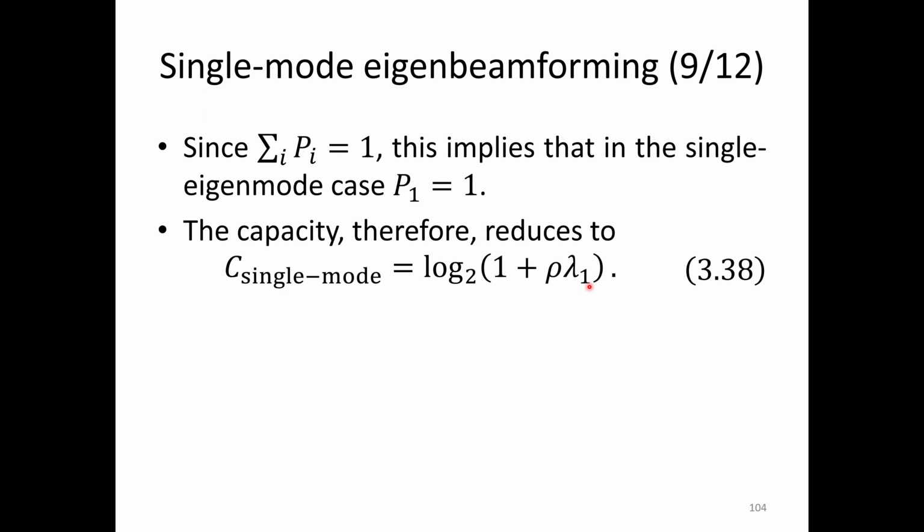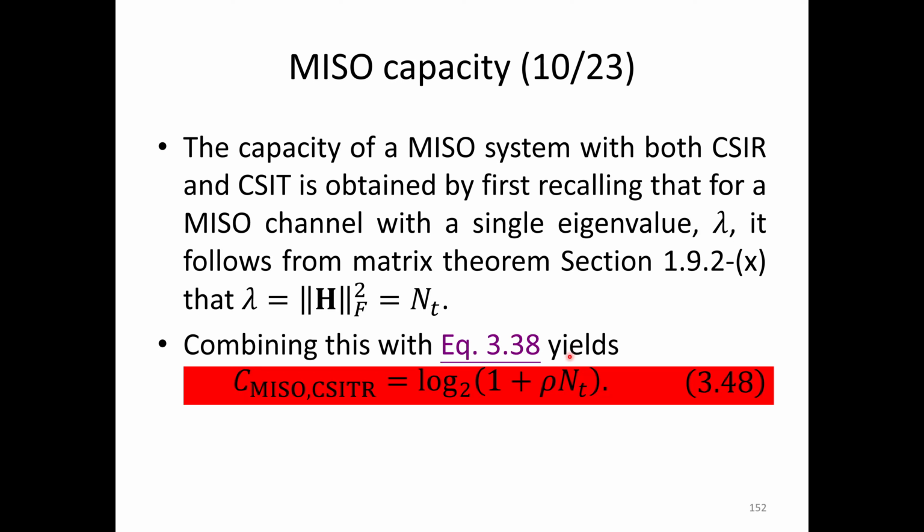Let us go back to page 152. This yields C_MISO,CSIT equal to log2 of 1 plus rho times, originally, lambda 1. However, we only have a single eigenvalue lambda now. So lambda 1 is equal to lambda, and lambda is equal to NT. So this term becomes NT.